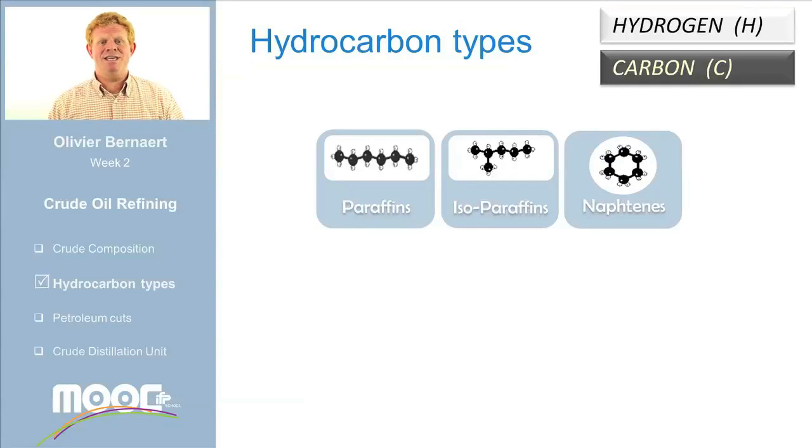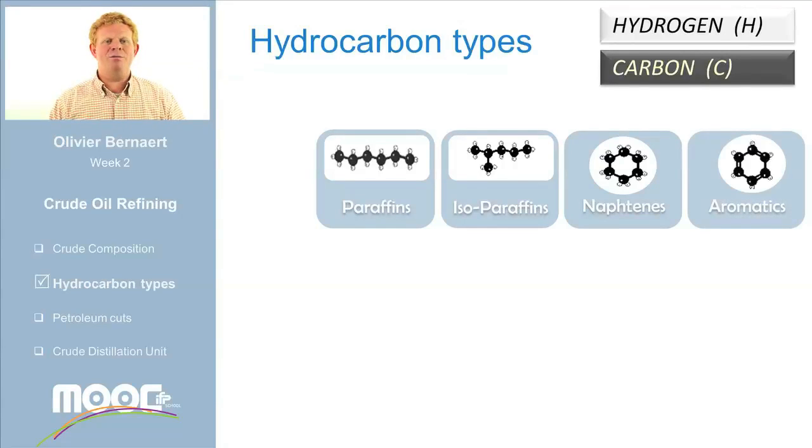The last family is aromatic compounds. Aromatics are also hydrocarbons composed of rings of carbon and hydrogen, but with double bonds between the carbon elements. Compared to naphthenes, aromatics have, for the same number of carbons, less hydrogen. The first aromatic is called benzene, with 6 atoms of carbon. In conclusion, a crude oil is characterized by its paraffin, isoparaffin, naphtene and aromatic content.